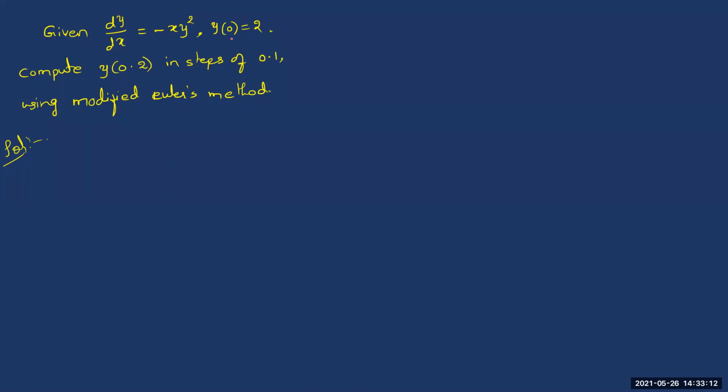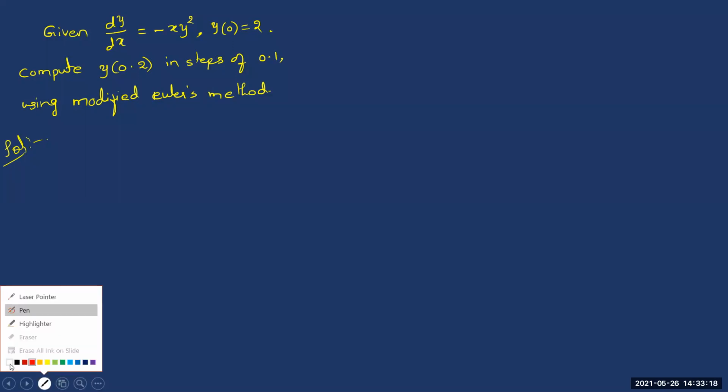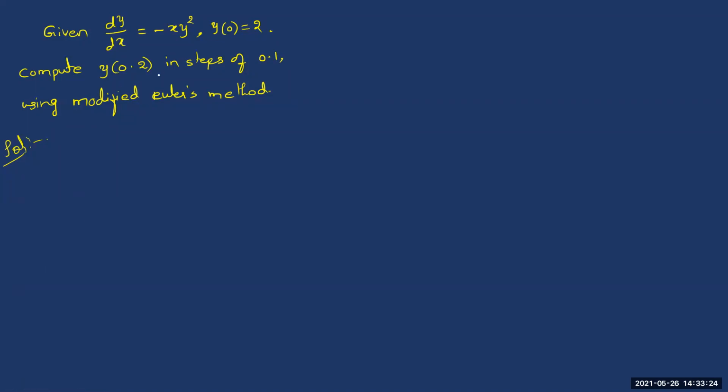See, you are starting at 0. I mean, the initial value where you are given the solution is 0, right? From 0, you are moving up to 0.2. You are calculating the function value at 0.2 then. So to move from 0 to 0.2, you need to take the step size as 0.1. So when it is given as in steps of 0.1, you should understand the step size is 0.1, right?